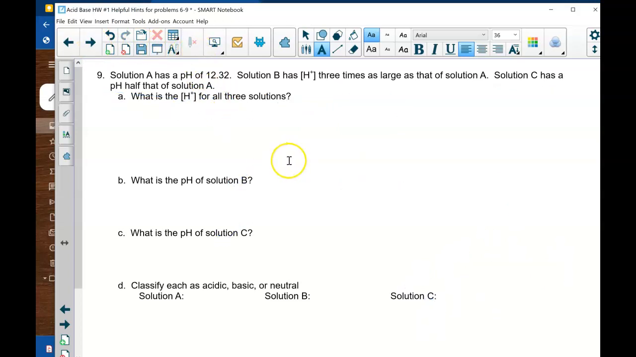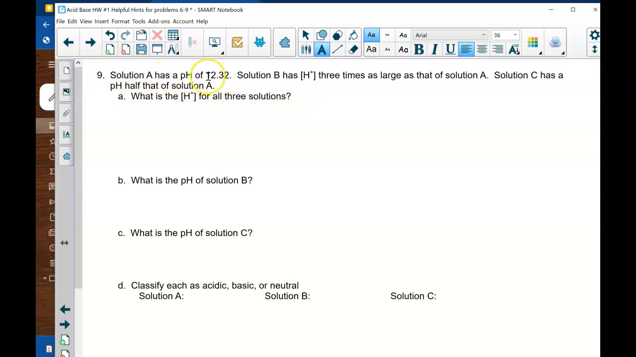All right, let's look at this example here. Very similar to question 8. Now here, question 9. Solution A has a pH of 12.32. Solution B has an H plus concentration 3 times as large as solution A, while solution C has a pH of half of solution A. I want to know what is the H plus for all 3 solutions.